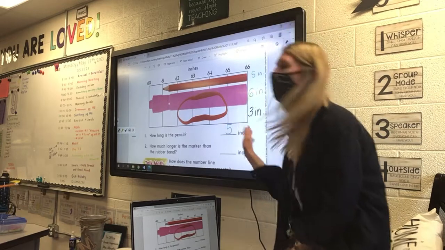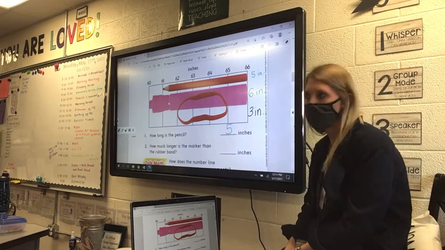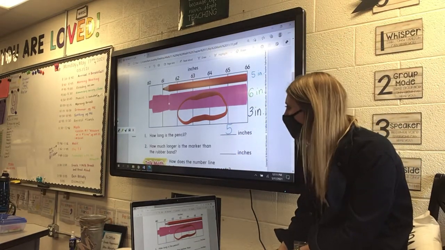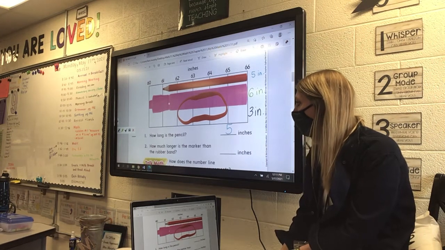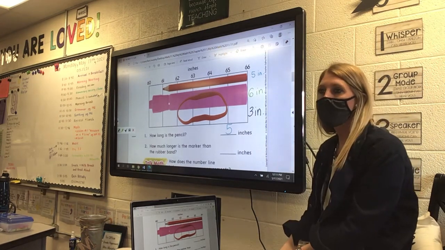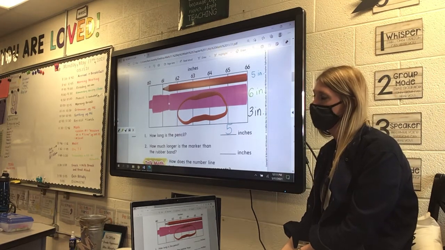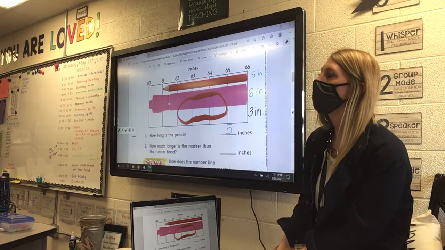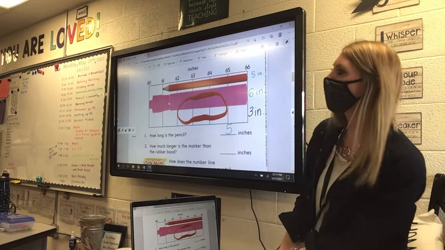Okay. Now, we found the measurements, but we haven't answered the question. The question says, how much longer is the marker than the rubber band? Well, the marker is 6. The rubber band is 3. Journey, what do you think? 3. How did you figure that out?